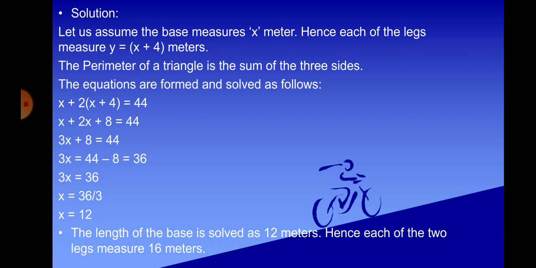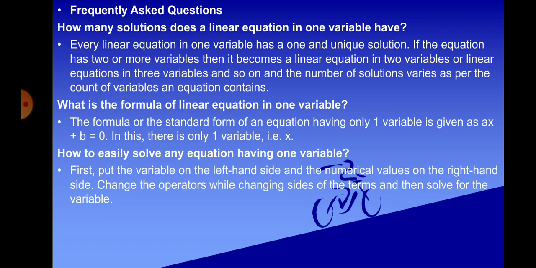So that's the answer. Here are frequently asked questions. How many solutions does a linear equation in one variable have? Every linear equation in one variable has a unique solution. If the equation has two or more variables, then it becomes a linear equation in two variables or in three variables and so on. And the number of solutions varies as per the count of variables contained in the equation.